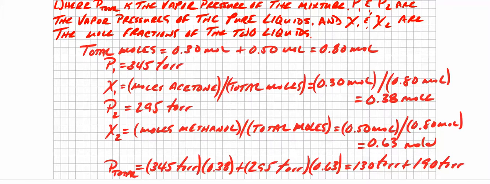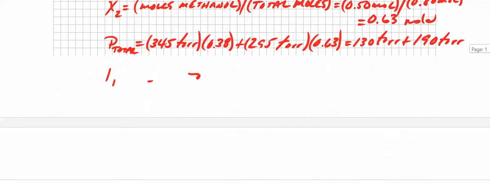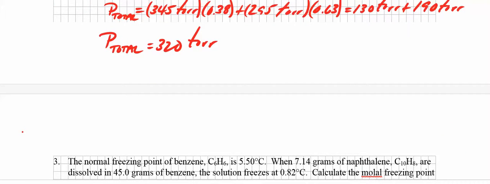So now let's use Raoult's law for two volatile liquids. Here's what it says. P total is equal to 345 torr, the vapor pressure of the first substance, times 0.38, its mole fraction, plus 295 torr times its mole fraction of 0.63, and that's going to give us 130 plus 190. The total vapor pressure is going to be 320 torr.